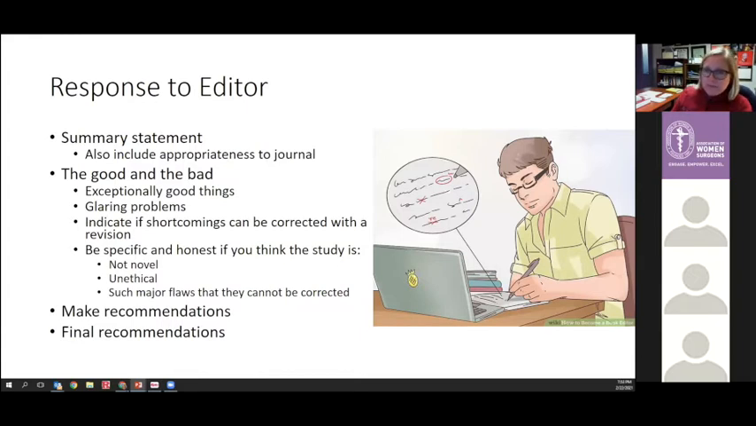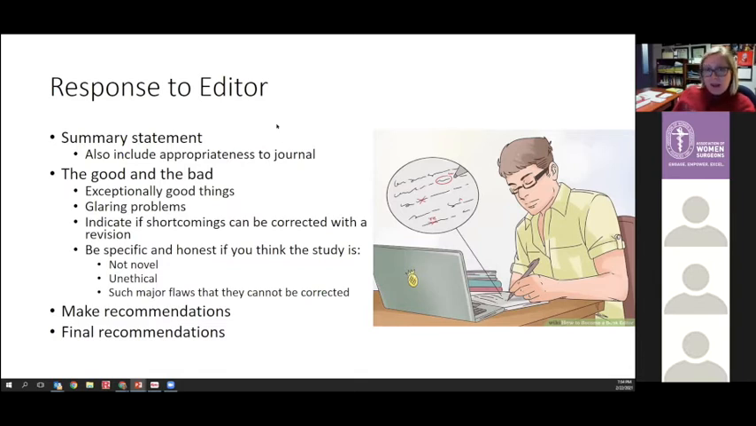Be very specific and honest if you think the study is not novel, unethical, or has such major flaws that they can't be corrected with further review, because that just saves everybody time. If you think, look, there's just no way I can make this into a publishable article no matter how many revisions we do, then it just saves everybody time to say, look, we need more data, they need to redo this. Then you make recommendations, and your final recommendation usually comes in like a drop-down menu or something like that.